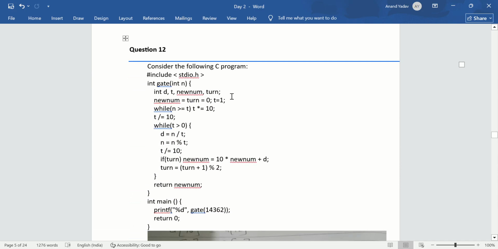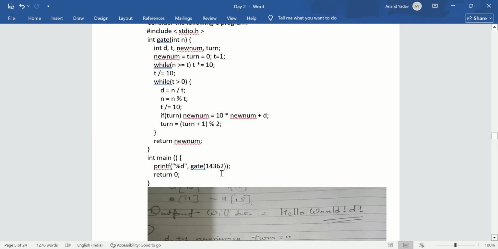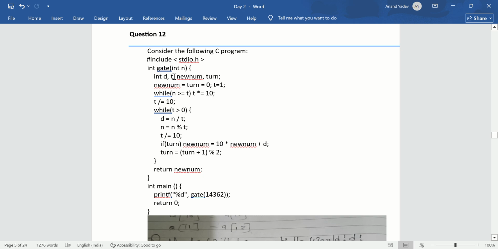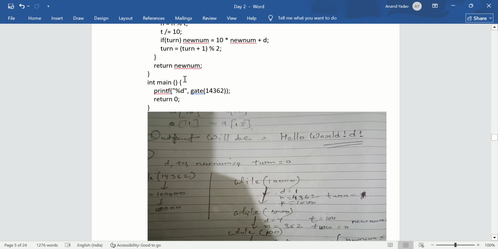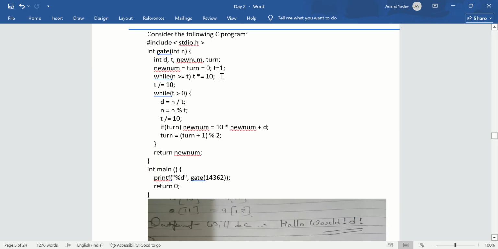Now the next question is: consider the following C program. This is the C program. This get function is called with 4362. I will perform this operation. First it will calculate the t value. The t value it calculates based on n.